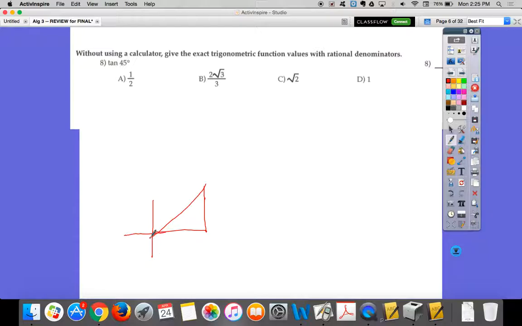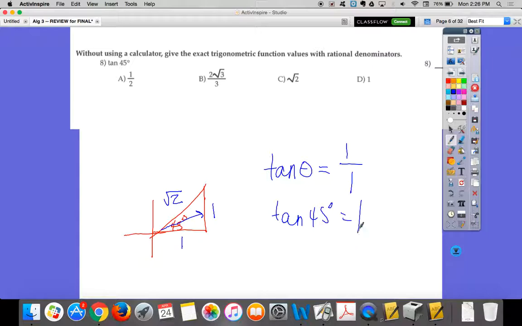Let's finish up this problem and then we'll end this video. Tangent of 45. If this is 45 degrees, then your two legs will be 1 and 1, and your hypotenuse is square root of 2. Remember, tangent is defined as opposite over adjacent. So the opposite side is 1, and your adjacent side is 1. So tangent of 45 happens to be 1. This is the one we need, D, right there. Okay, we'll pick it up with number 9 in the next video.